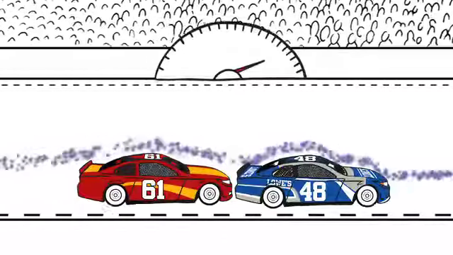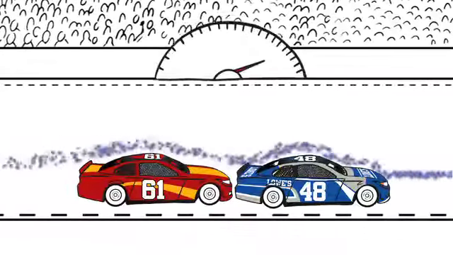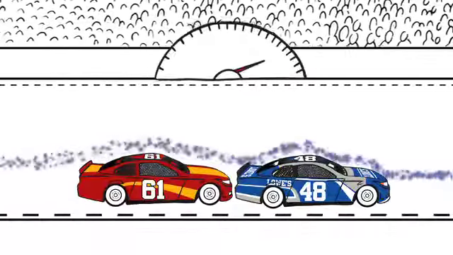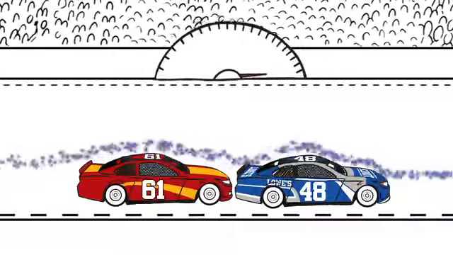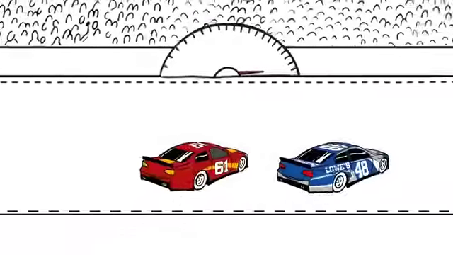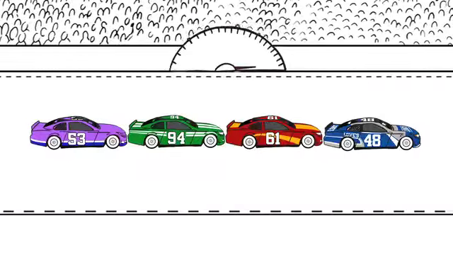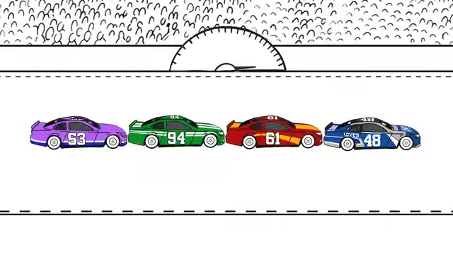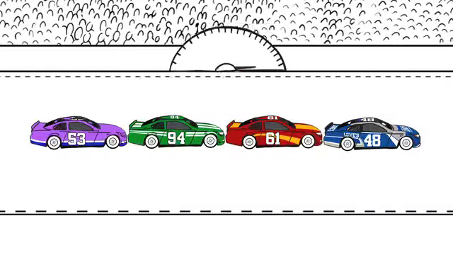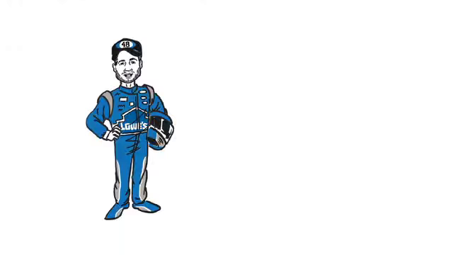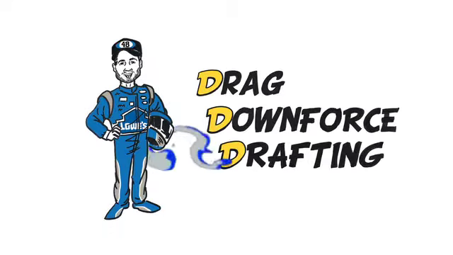Together, the two cars act like one big car. With drafting, two cars can go faster than one car by itself, by as much as 5 miles per hour. And when you get a bunch of cars together in the draft, everyone gains a ton more speed, and there's nothing cooler than speed. That's it, the 3 Ds of speed: drag, downforce, and drafting.